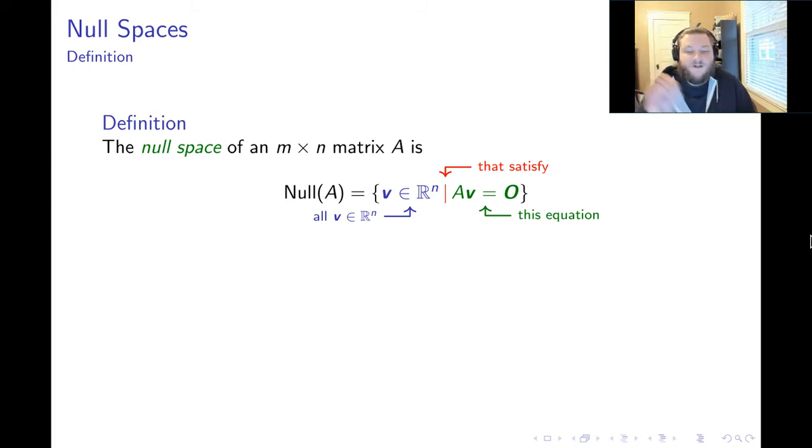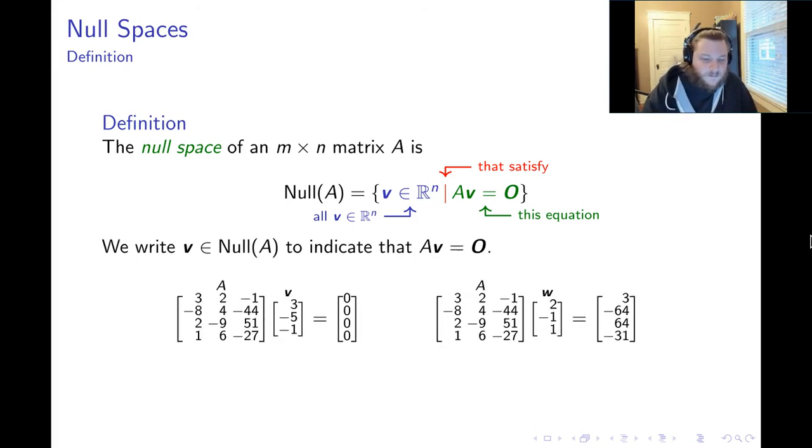So if you want to check whether or not a vector is in the null space of a matrix, what you do is take A, your matrix, multiply it by the vector, and verify whether or not you get the zero vector. So we write V belongs to null of A to indicate that A times V is the zero vector.